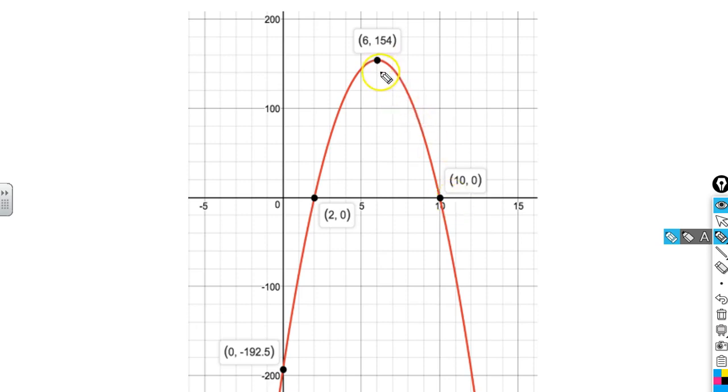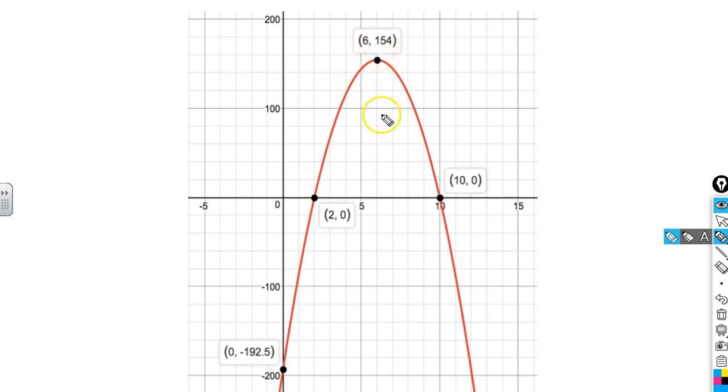We can see that our maximum is here. This is our vertex, and it's represented by the point (6, 154), which in the context of this story tells us that if each of the hats costs $6, then they would expect to make a profit of $15,400.